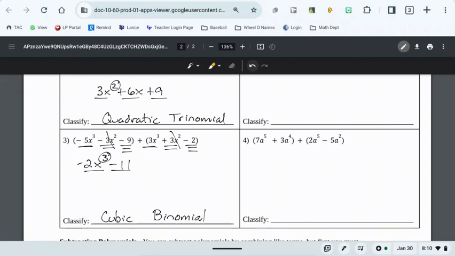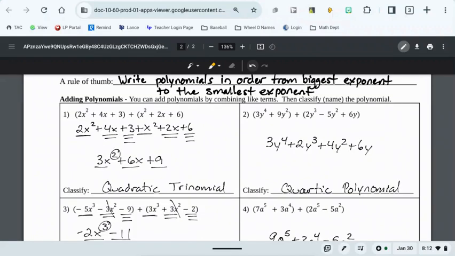Okay, go ahead, take a few minutes, and try the next 2. See you in a few. Okay, welcome back. Let's take a look at number 2.